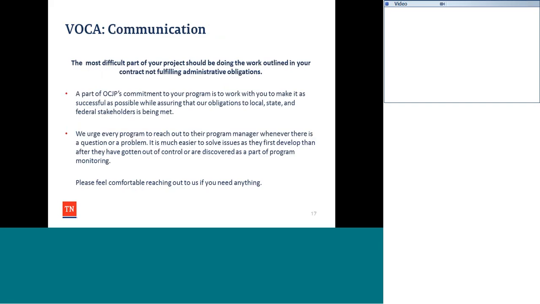And lastly, one of the most important things that we'd like to stress is that OCJP wants to partner with our agencies to make sure everyone is successful and that the projects are being implemented the way that the agencies envisioned it, as well as OCJP. We believe this works best if we are communicating well with you, and you communicate with your program manager. We believe that the most difficult part of your work should be the work outlined in your contract and not the administrative obligations. So we urge you to reach out to your program manager if there's a question or a problem.